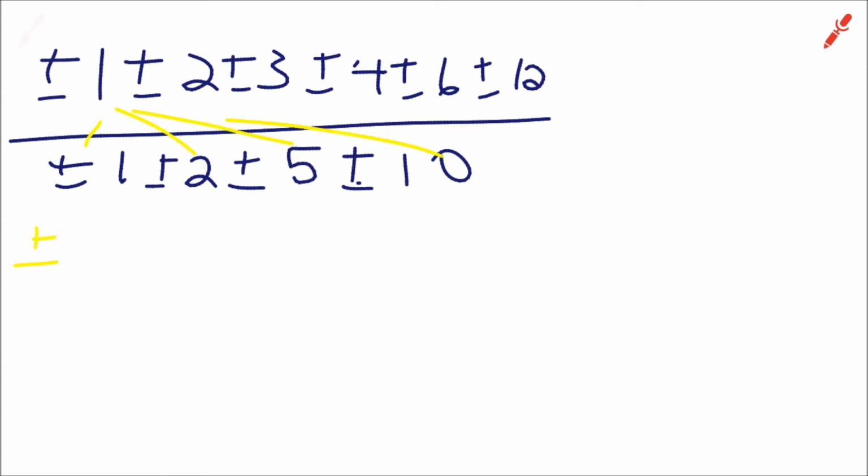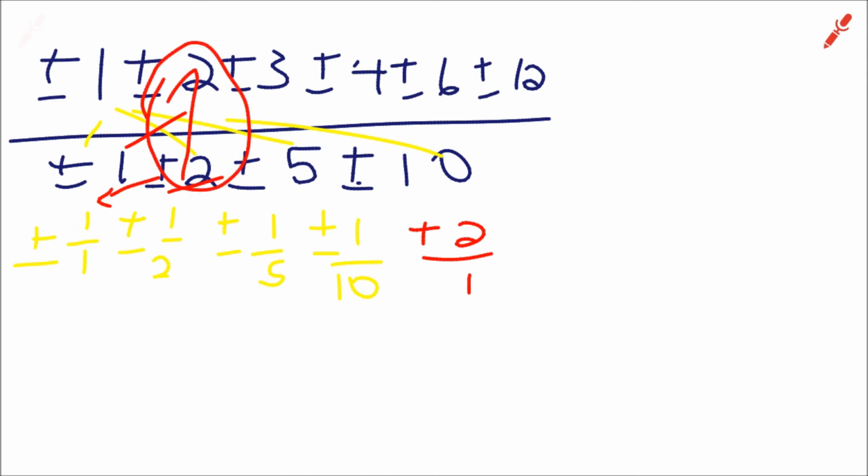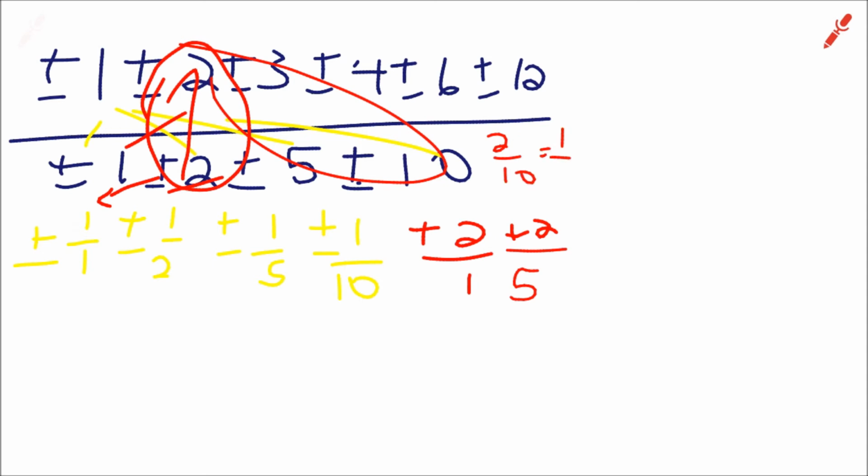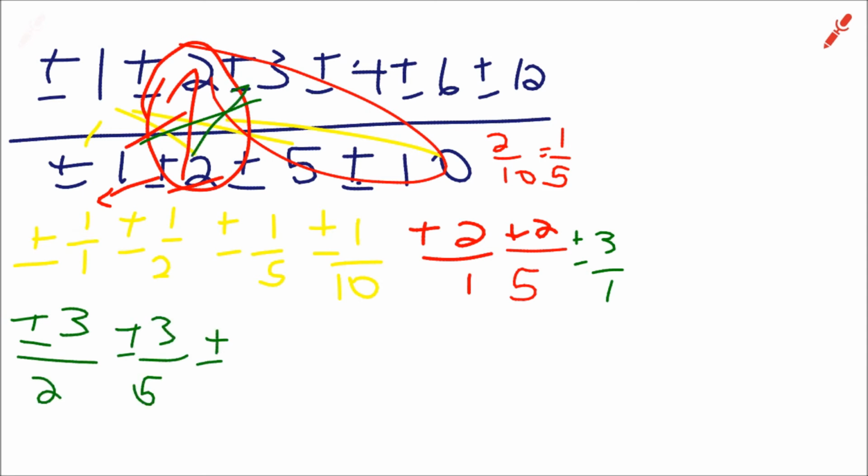Okay, so we're going to take all the ones. So 1 over 1, 1 over 2, 1 over 5, 1 over 10. Now move on to the 2's. 2 over 1. 2 over 2 equals 1. You already have it, so move on. 2 over 5. And 2 over 10 is 1/5, so you don't have to rewrite it. Now 3 over 1, 3 over 2, 3 over 5, 3 over 10.